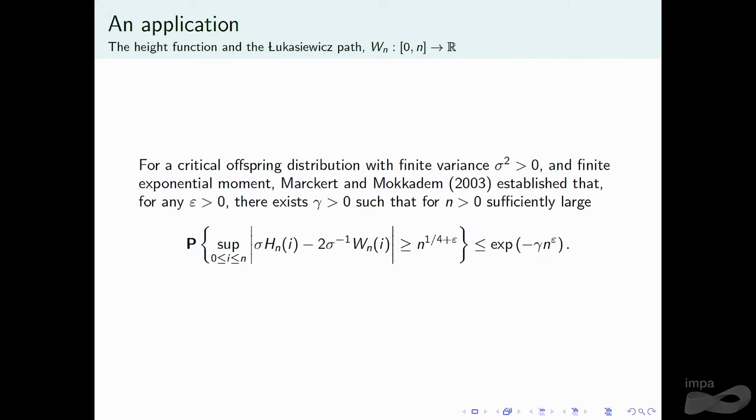Okay, and so in 2003, Marckert and Mokkadem established that for any epsilon, there exists a gamma greater than 0, such that for sufficiently large n, the maximum distance between the height process and the Łukasiewicz path, like the probability that it's greater than n to the 1/4 plus epsilon, decays exponentially like this. Okay? So we might conjecture that maybe actually the correct scaling for the difference between these two encodings is n to the 1/4. Okay? And in fact, that's what it will be, and I'll explain how.